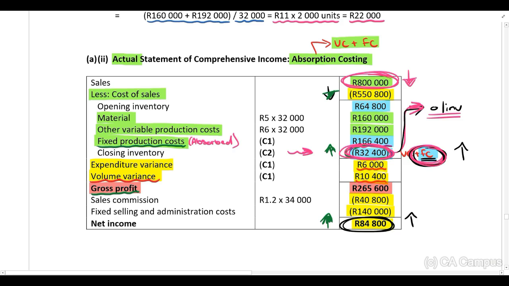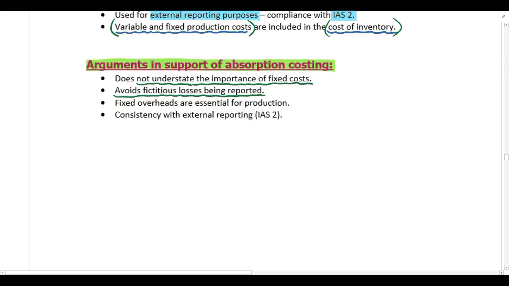So what happens with absorption costing is we are matching the expense to the period when we actually generate the income from the sale of the product. So this avoids fictitious losses being reported because your fixed costs are only expensed in future periods when they are added back as opening inventory. So if we do have a company that has a lot of seasonal fluctuations, it might be better for them to use absorption costing instead of variable costing.